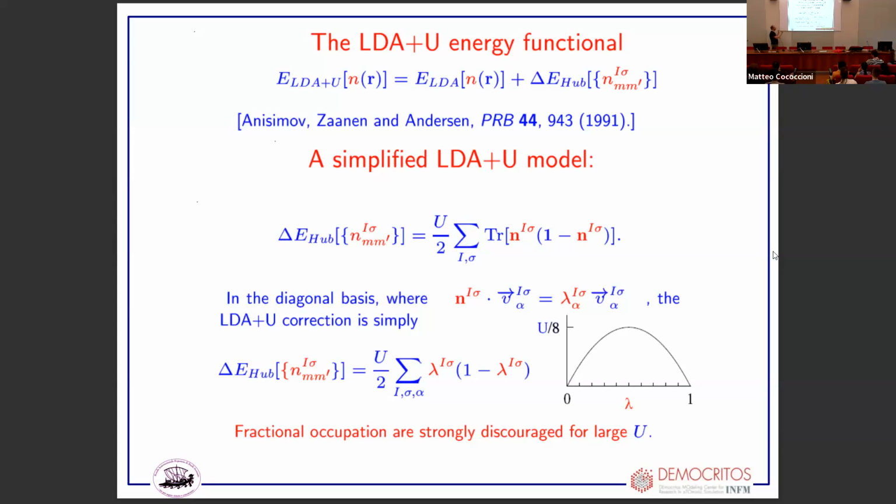So basically, this is an object that, depending on the strength of U, discourages partial occupation of the orbital. Which orbitals depends on the system, and on the geometry, which are the right eigenvalues and eigenvectors to deal with. But once these orbitals are chosen, the effect is that partial occupation of the orbital is discouraged. Why is this relevant?